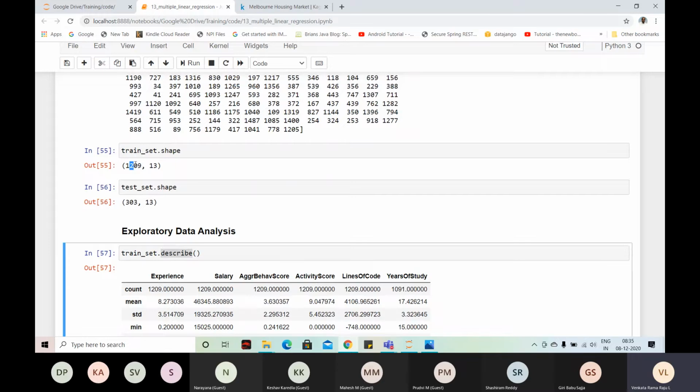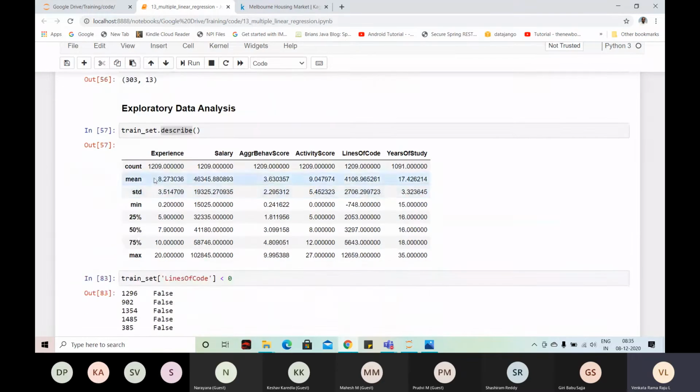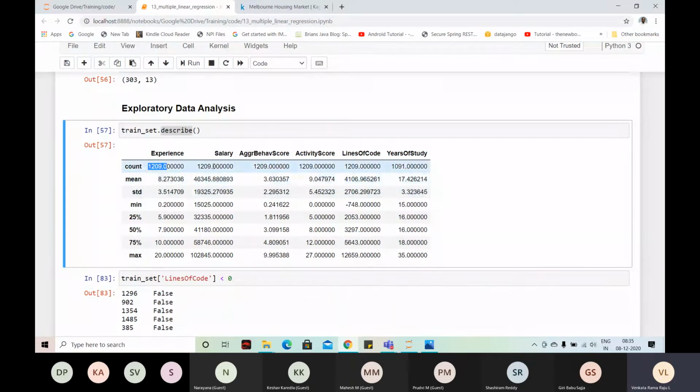And then 1209 records are not nulls, so there are no nulls here. Salary also looks okay. If you look at standard deviation, it is 3. Here the maximum is 20, minimum is 0.2, standard deviation is 3, and the mean is 8. Within one standard deviation, 8 minus 3 is 5, 8 plus 3 is 12, it looks good, kind of a proper distribution. You can actually get that idea by looking at describe.